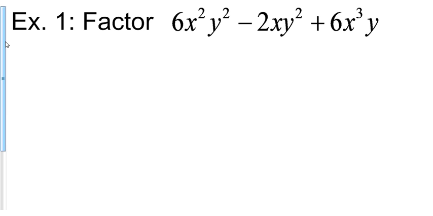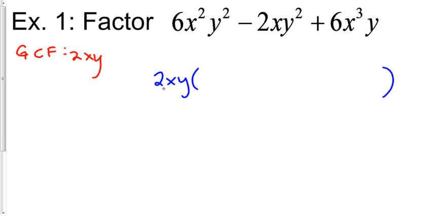So example 1, we're going to factor 6x squared y squared minus 2xy squared plus 6x to the third y. Now the first thing I notice is that each number is divisible by 2, and every term has an x and a y in it, an x to the first and a y to the first. So I'm going to use the greatest common factor method first. The GCF is 2xy. Okay, so now I'm going to factor out 2xy and figure out what's left in parentheses.